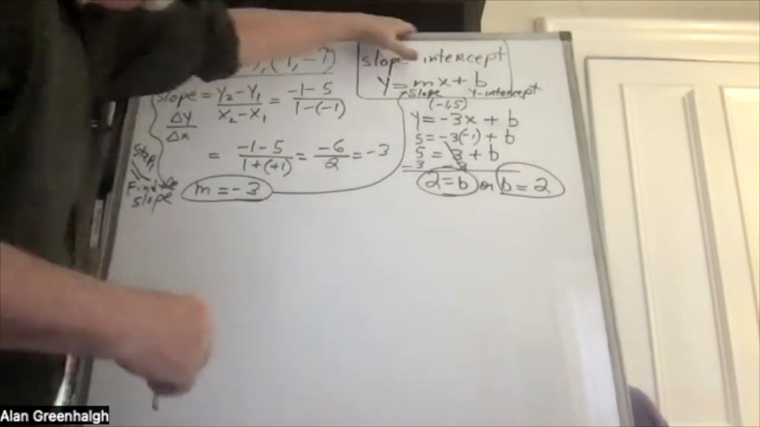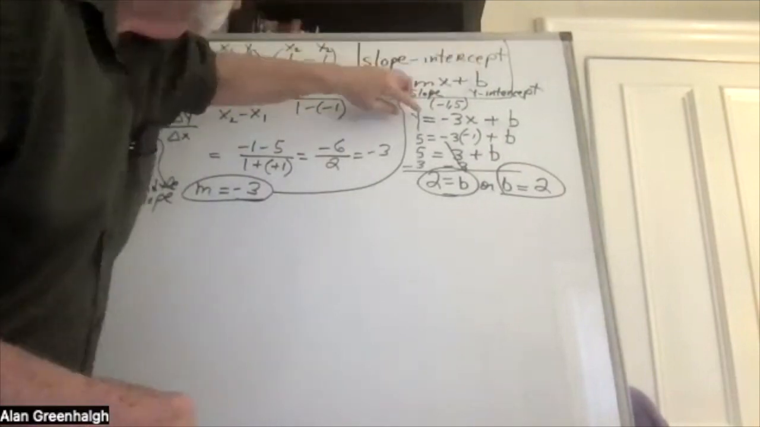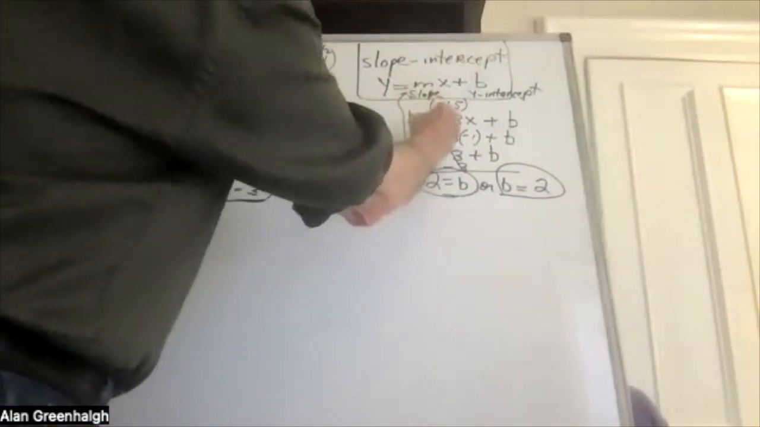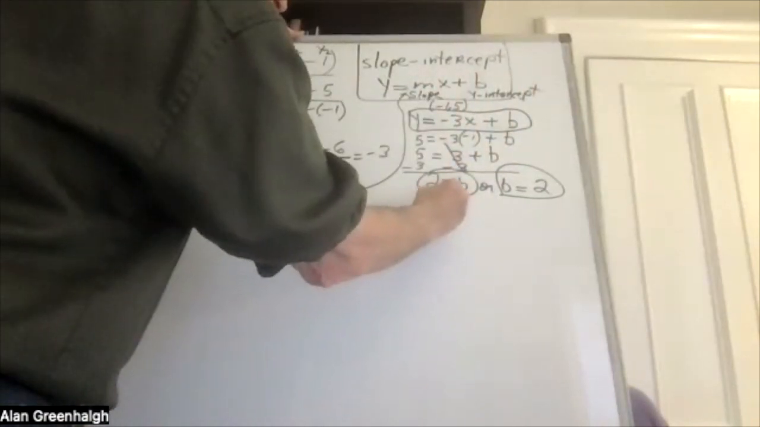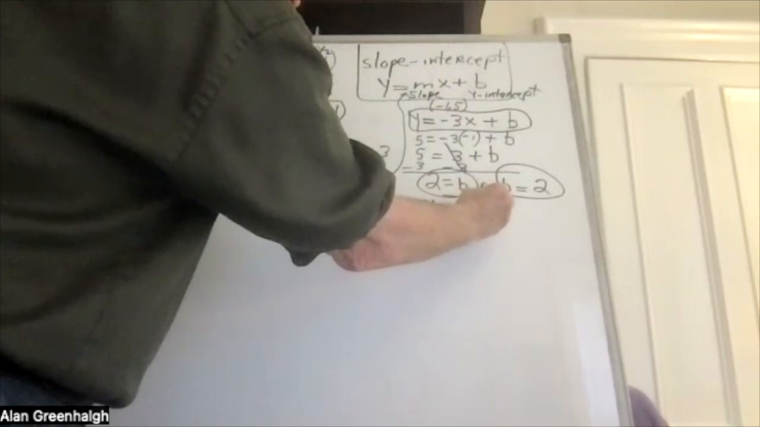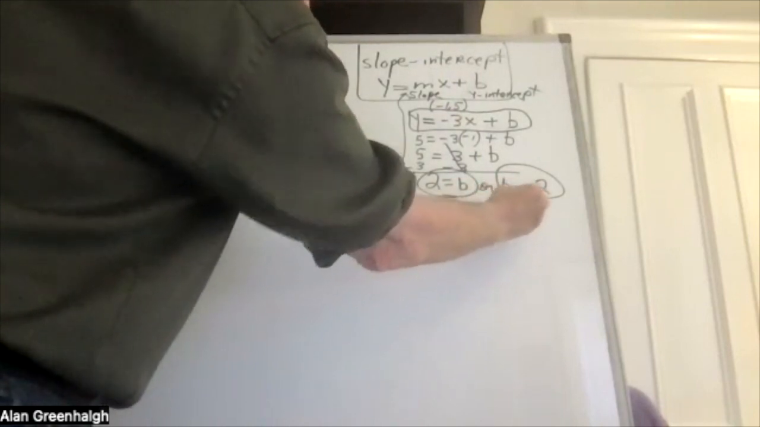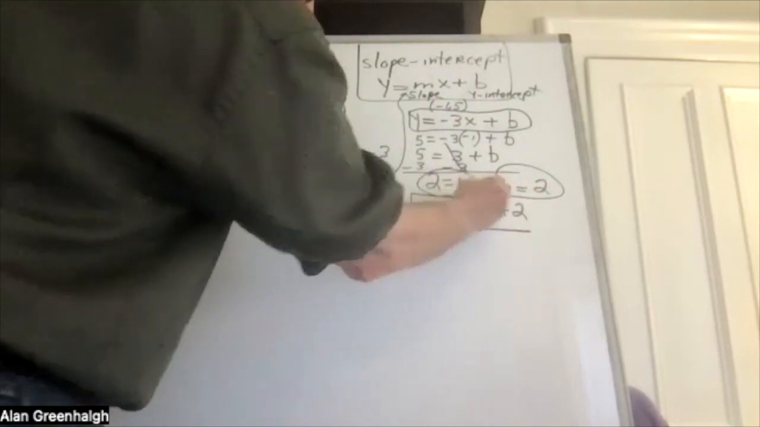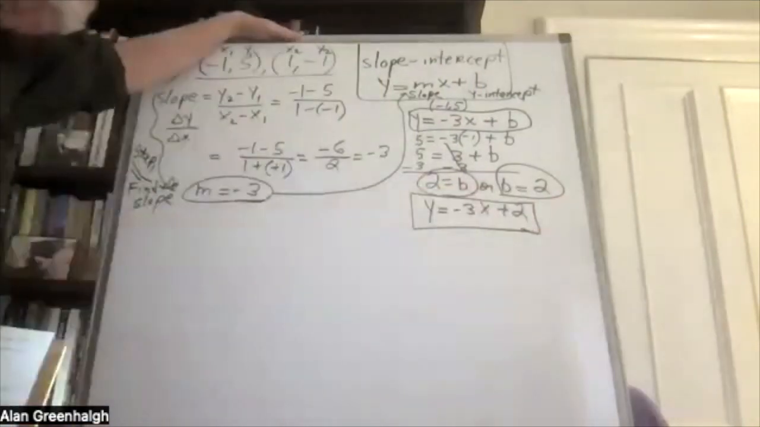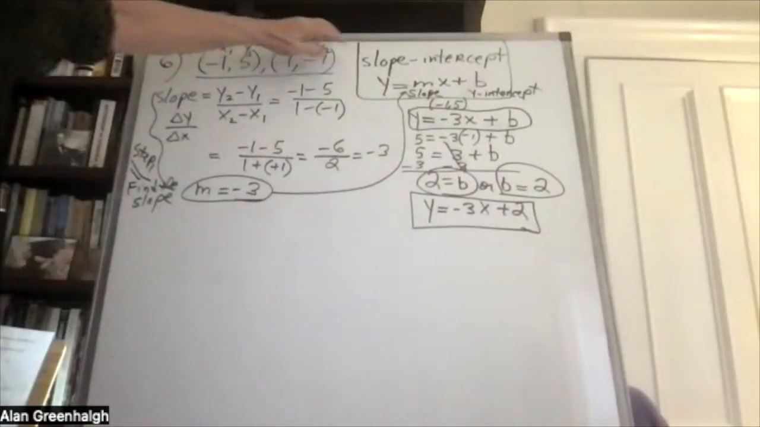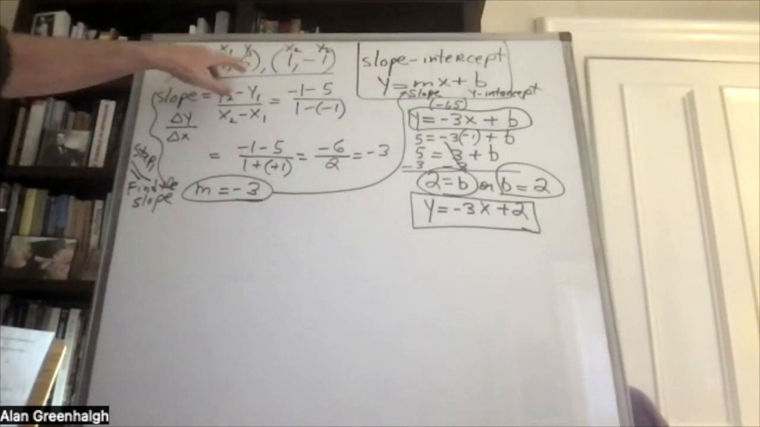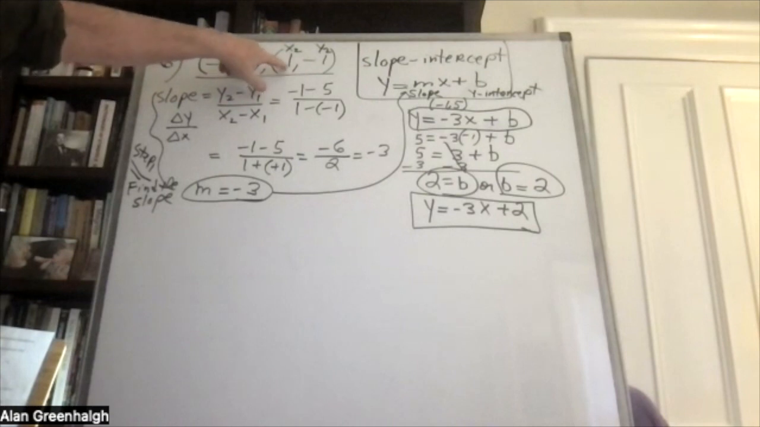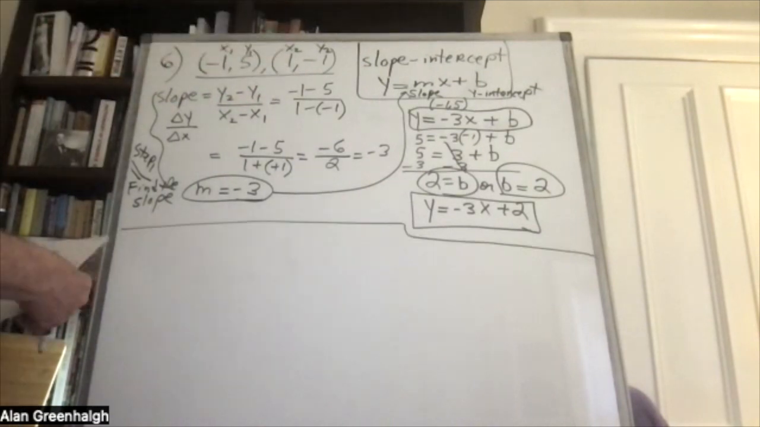So let's put that back into here. So y equals -3x plus 2. This is the answer. This is the equation of the line. This is the equation of the line in slope-intercept form of the line segment, or the line that has these 2 points on it.